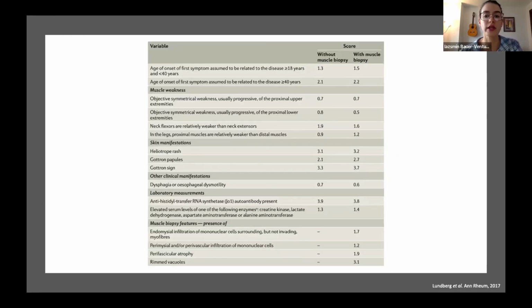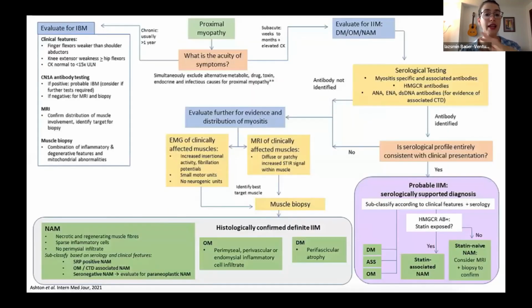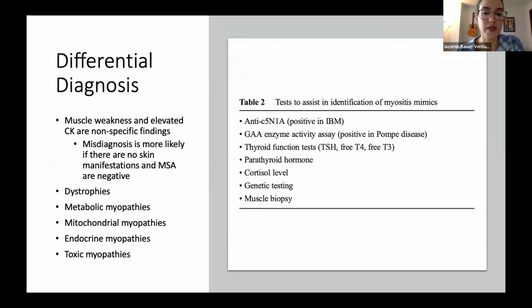This is the scoring system currently being used for the classification criteria. And again, way more complex than the classification criteria is how we actually get to the clinical diagnosis of a patient. I don't want to go over it step by step here, but this is just an overview that after seeing a patient with elevated CKs and muscle weakness, serologic testing, MRI, EMGs, and muscle biopsies are all used together for the diagnosis of inflammatory myopathies. The differential diagnosis, again, is not the focus of our presentation today, but it's quite important.